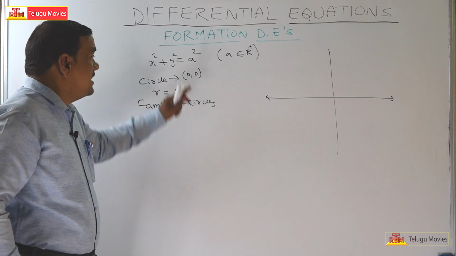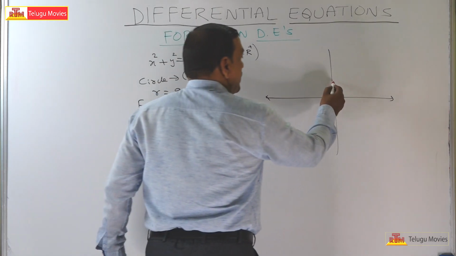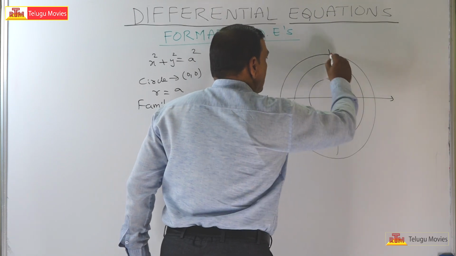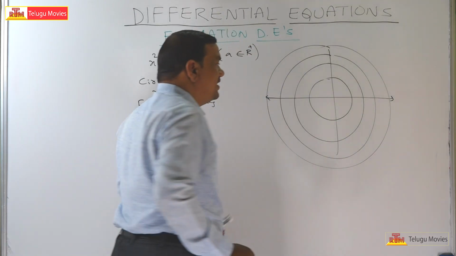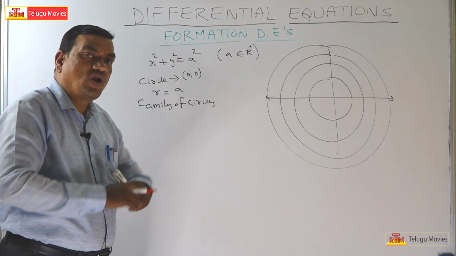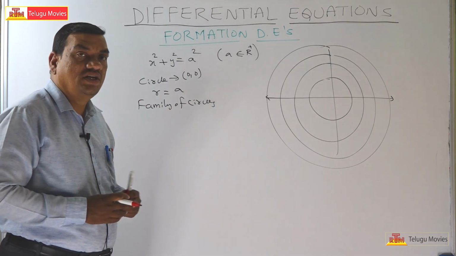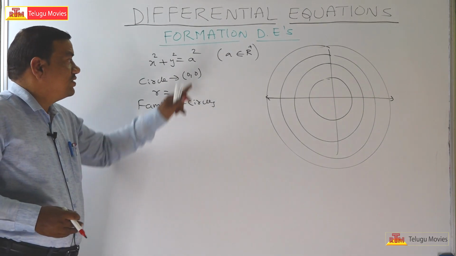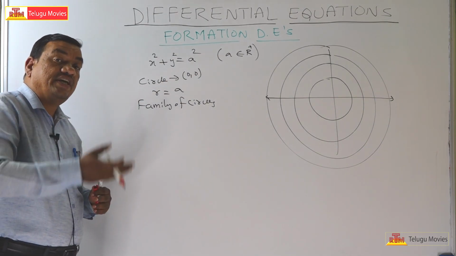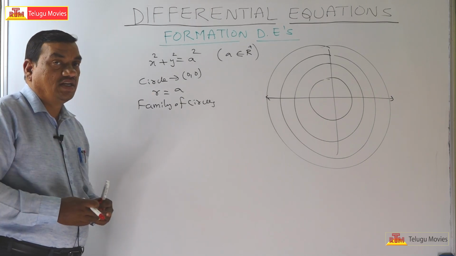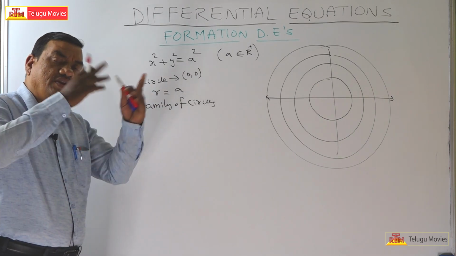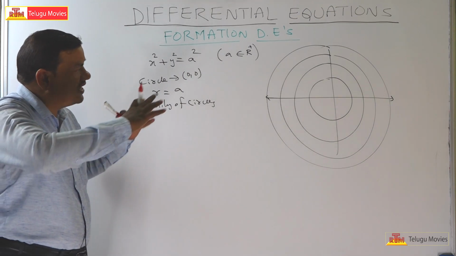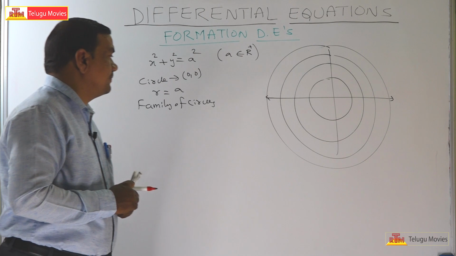For example, if a is equal to 1, you will take one circle, another circle, another circle, like that. Depending upon your a value, for all the circles the center is the same. That is, they are all concentric circles with different radii. As you take a value, you will get a new circle. If you take a is equal to 5, a square is 25, you will get a circle with radius 5. So you will get a family of circles.